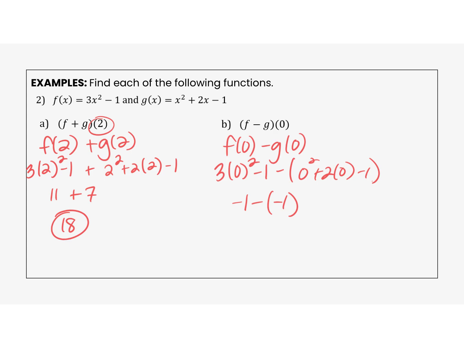But now remember, I'm subtracting a negative 1. So I'm really adding that negative 1. So negative 1 plus 1 is 0. Okay, the same would be true if I was going to multiply or divide with a value there instead of just an x or an expression. I evaluate each function with that input and then add, subtract, multiply, or divide.